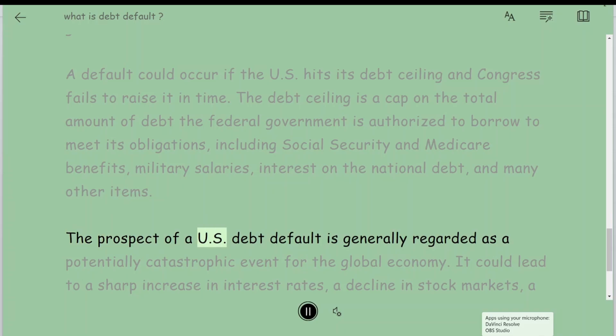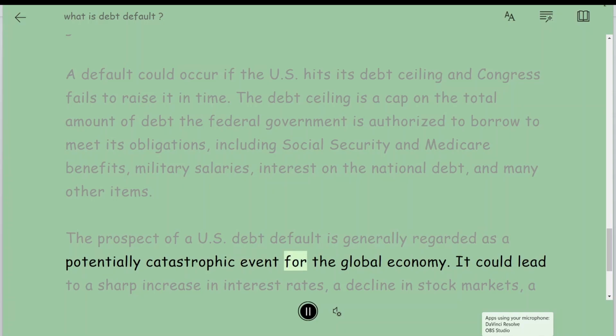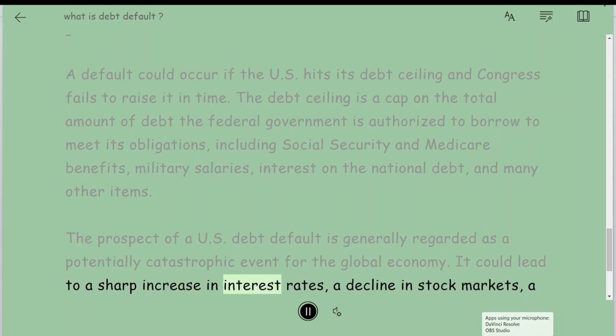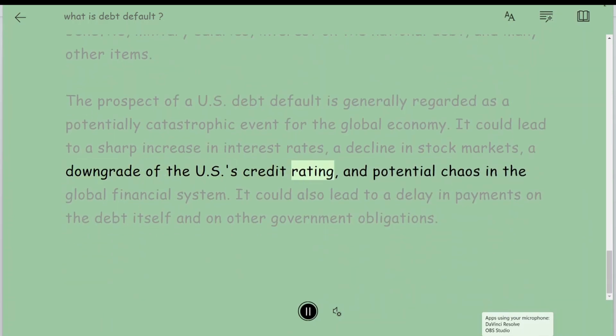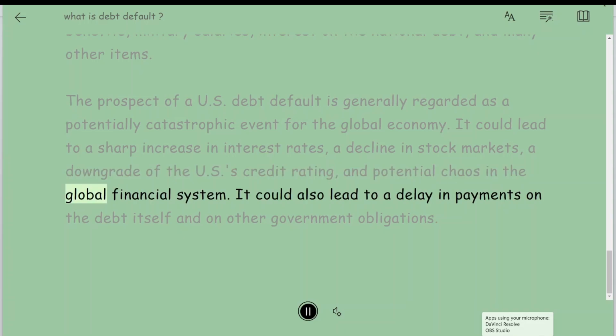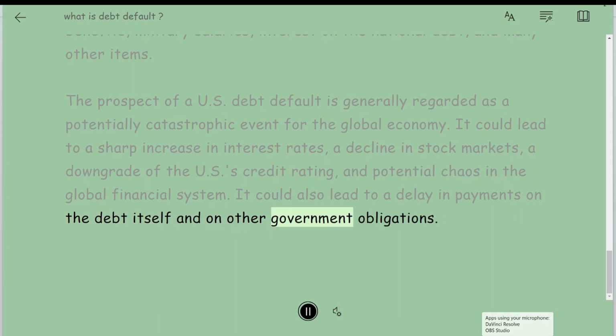The prospect of a U.S. debt default is generally regarded as a potentially catastrophic event for the global economy. It could lead to a sharp increase in interest rates, a decline in stock markets, a downgrade of the U.S.'s credit rating, and potential chaos in the global financial system. It could also lead to a delay in payments on the debt itself and on other government obligations.